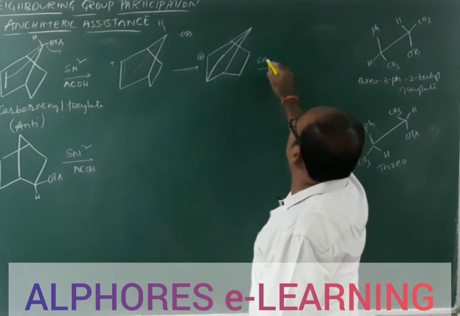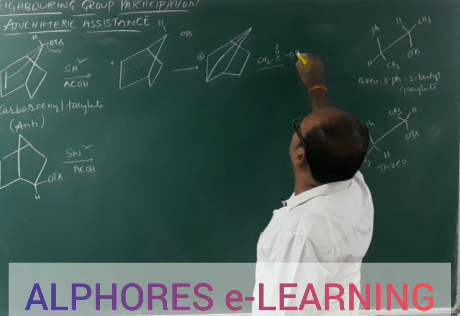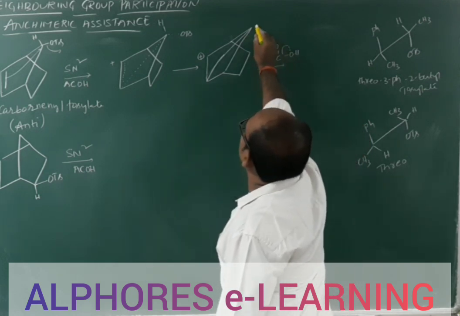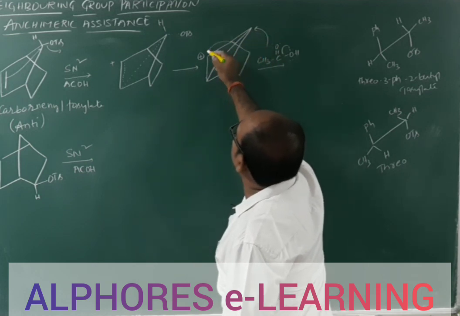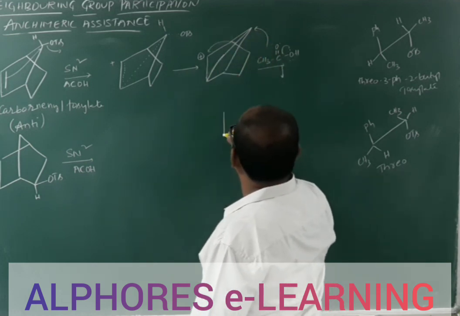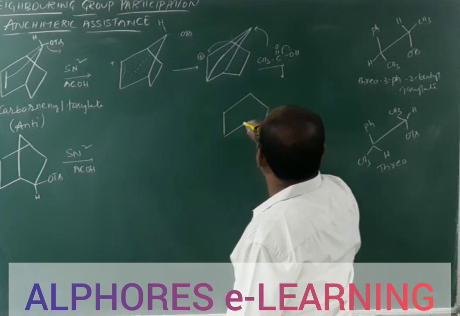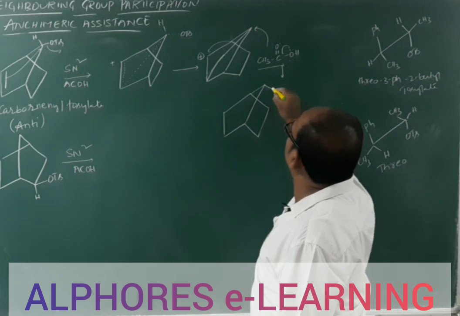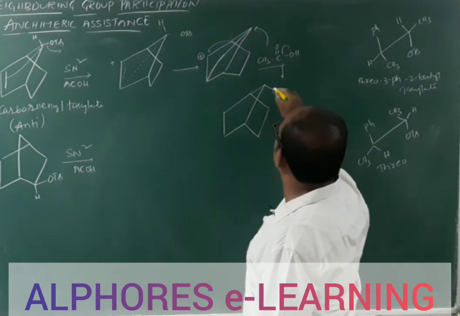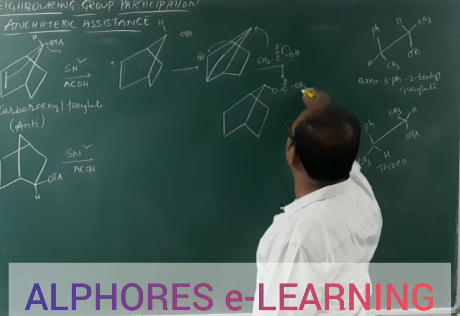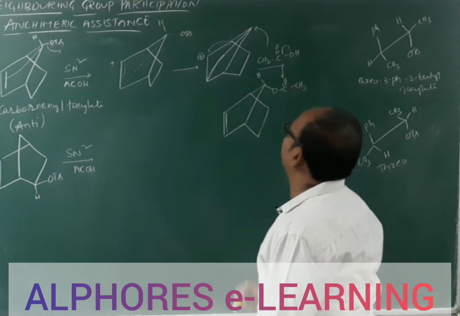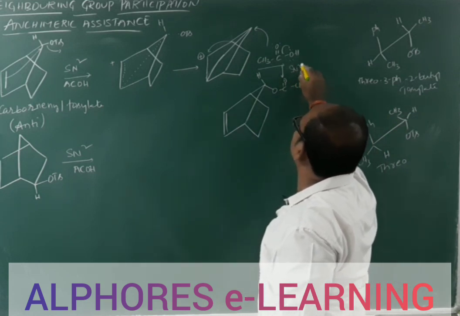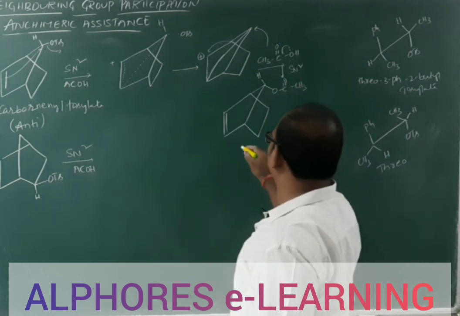Next, acetic acid molecule, CH3 C double bond OOH. Again, the mechanism is similar to the earlier one. These electrons get back. Here, again in place of OTS, we are going to get OC double bond OCH3, and H again comes back. So overall in the reaction, there are 2 times SN2. So ultimately the product is retention.